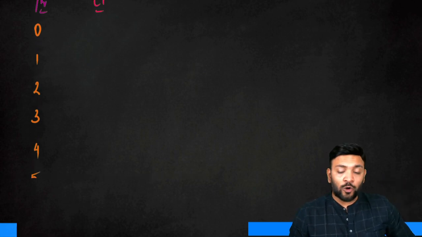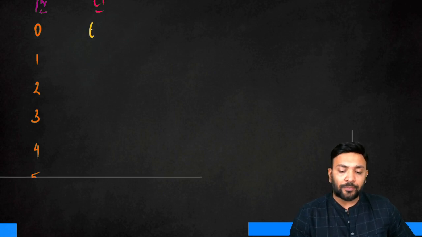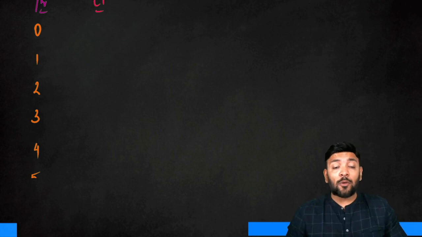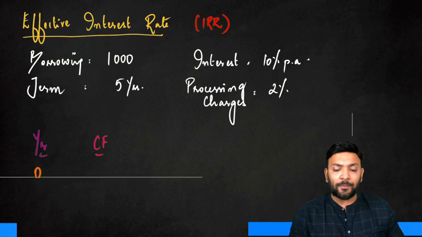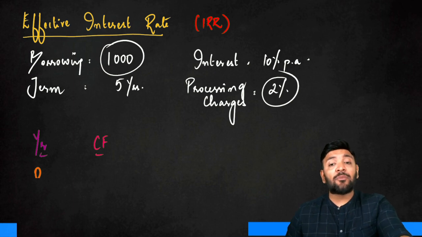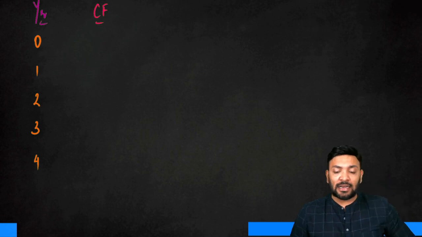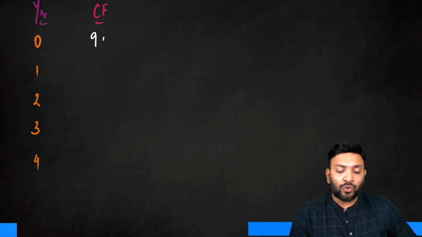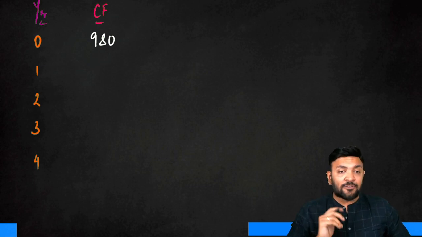My first cash flow, in year zero, is positive. I'm borrowing. How much did I borrow? I borrowed 1000 rupees, but on this 1000 rupees, a processing charge of 2% was levied. Therefore, how much amount was credited into my bank account? Only 980 rupees got credited, because 2% was deducted as borrowing cost or processing charges. So it's a positive cash flow because it's a cash inflow.